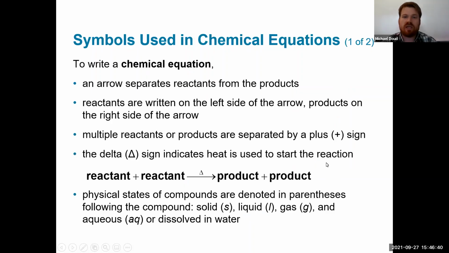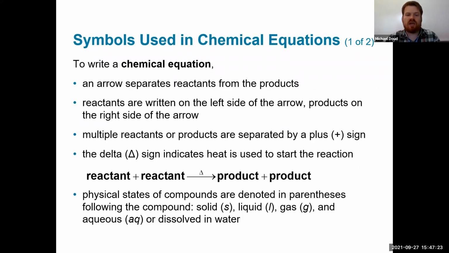Okay, so this is a specific example, but let's make sure that we understand the general components of this chemical equation before we apply it any further. In a chemical equation, a reaction arrow separates the reactants from the products. That's what you see here, this little arrow. The reactants are by convention written on the left side of the arrow. The products are on the right side of the arrow. In order to represent multiple different products, you use a plus sign, and for multiple different reactants, same thing. If you have a delta sign above the reaction arrow, that indicates that heat is needed to make the reaction go.